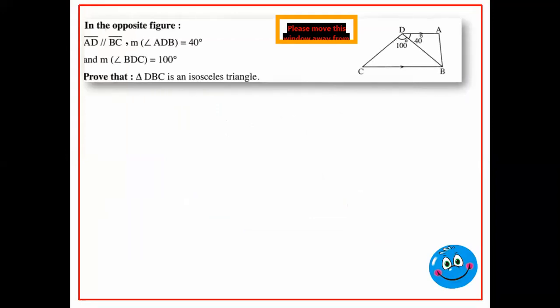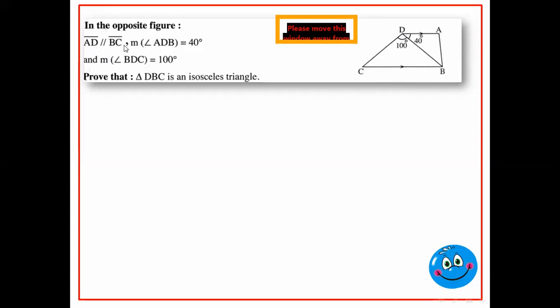Before starting this topic, I will make a challenge or a short review on what we have studied before. Remember with me, isosceles triangle. How can we solve any figure related to an isosceles triangle? In the opposite figure, we have two triangles, triangle EDB and triangle DBC. ED is given parallel to BC.